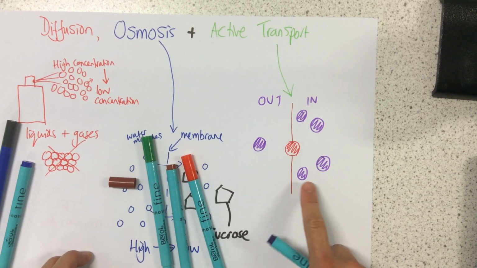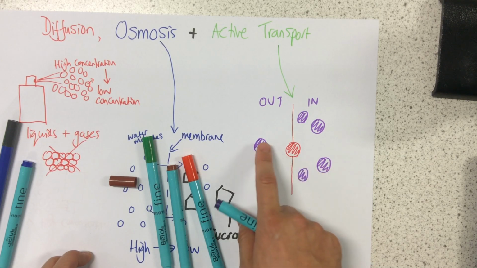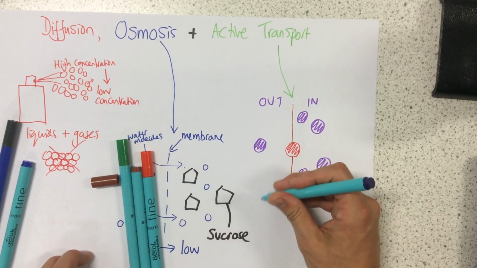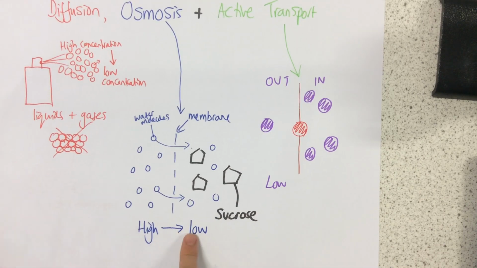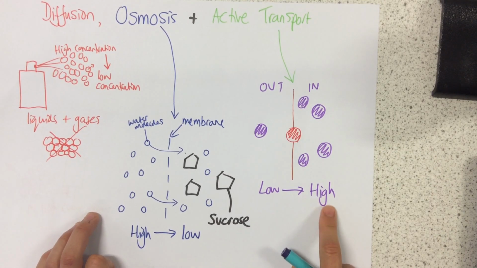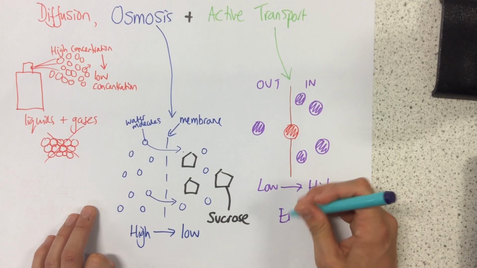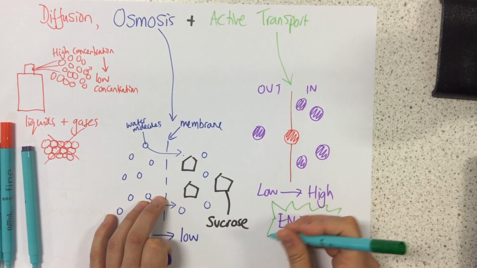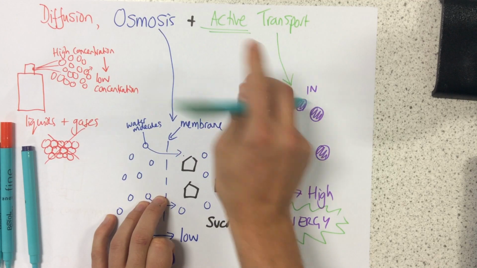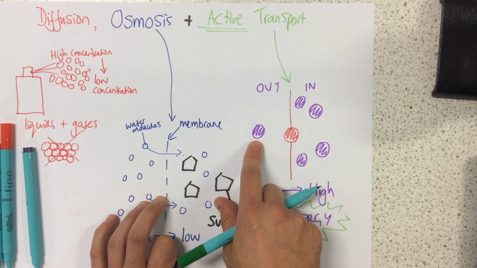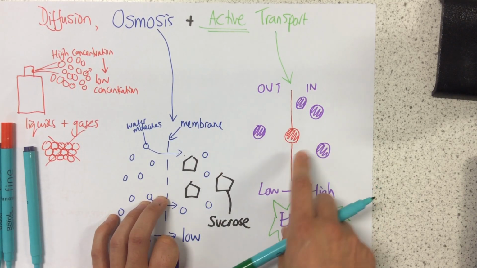Now, the problem is, this time we want to go from a low concentration of nitrates, let's say, to a high concentration. So this is the only one which, instead of going from a high to a low, goes from a low concentration to a high concentration. Now, as a result, this requires energy. As a result, this is why it is called active transport. Active transport because it requires energy to move this nitrate from a low concentration to a high concentration.